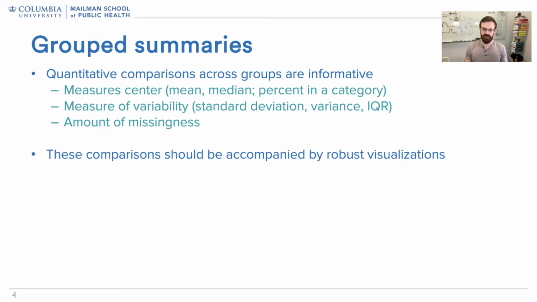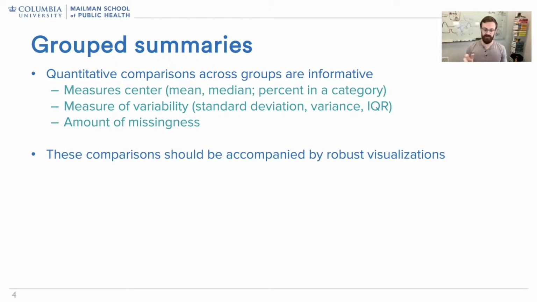Very often what we're interested in is computing some specific summary. Take some variable that we have in our data set, for example, and say, what is the mean of this variable across racial groups or across geographic groups or across some other group that we're interested in. You might use the median instead.